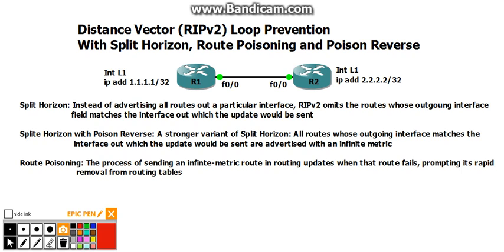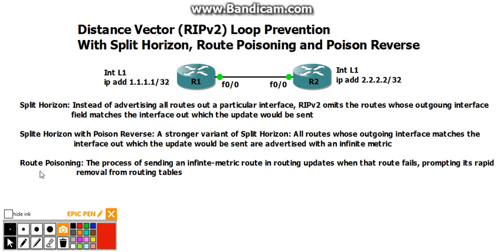Okay, so I got a simple little topology. These two little routers are connected together on FastEthernet 0/0, and they're running RIP, and I have two loopbacks, so they actually have a RIP route in the routing table. Split horizon, this is the actual definition I got out of my CCIE version 5 book. It says, instead of advertising all routes out of a particular interface, RIP version 2 omits the routes whose outgoing interface matches the interface out which the update would be sent. Wow, very, very confusing. But when I do my packet captures, we'll see how this is played out.